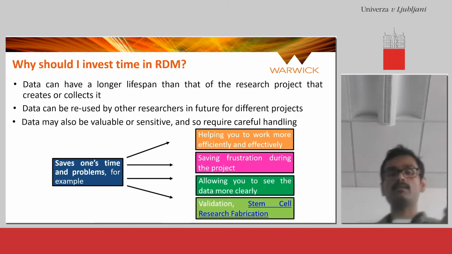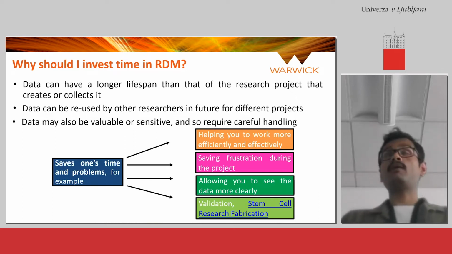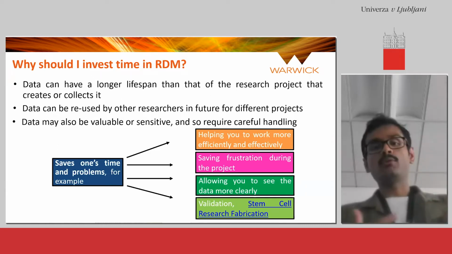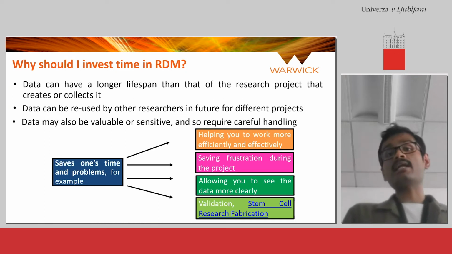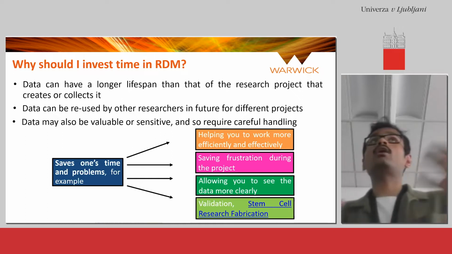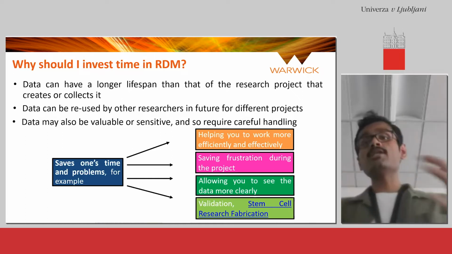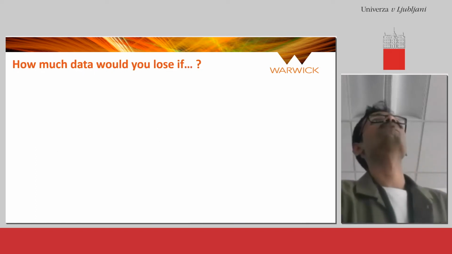And validation. This is a very important part. If you publish a paper, you have an image, and a reviewer comes back and says, I'm not convinced by this result, could you please show me the raw data? If you don't have that raw data, your paper can be retracted. That leads to reputational loss, not only to you but also to the university. So make sure that whatever results you produce, you have the raw data as backup.